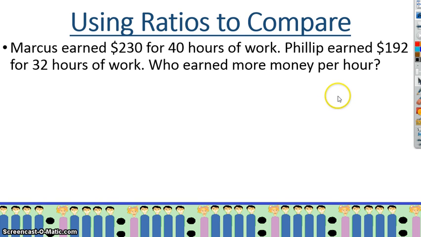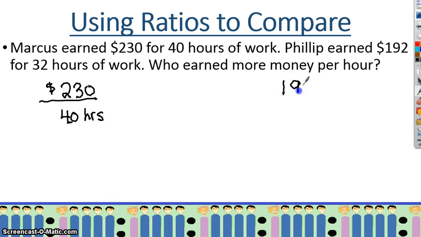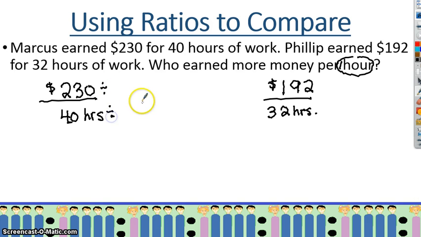Now, we can also use ratios to compare. If we know Marcus earned $230 in 40 hours, and Philip earned $192 in 32 hours, it's hard to know who really earned the most per hour, meaning 1 hour. But if we reduce them to get 1 hour, we can then make a comparison between Marcus's earnings and Philip's earnings because it's represented by the same amount of time.